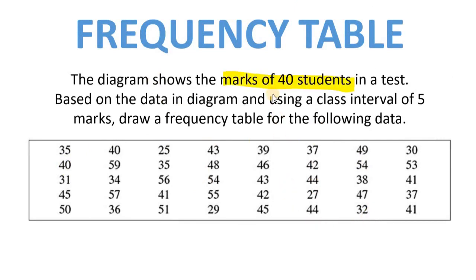If we count one by one, for example 35 compared with 35 only, there will be a very large table. So to make it easy, we use a range to make class intervals. The range of every class interval is 5 marks. That means we have the range already, so we can draw the frequency table.